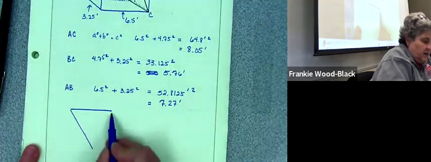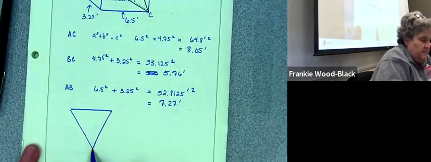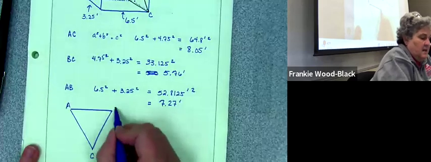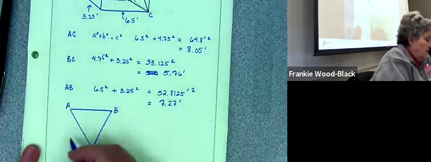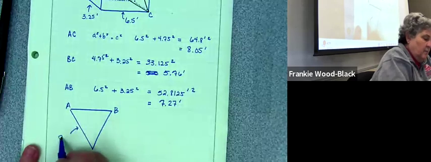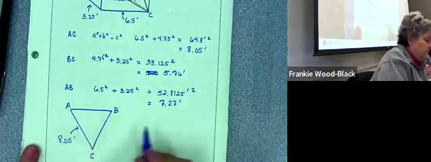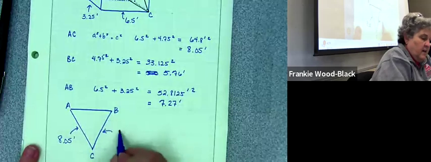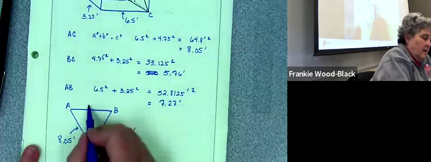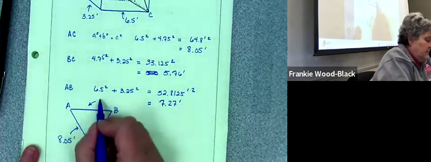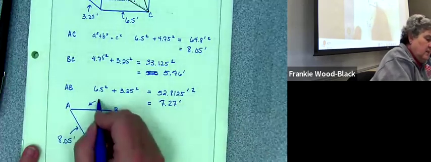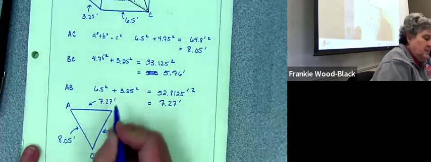It may or may not be drawn to scale. But if this is C, and this is A, and this is B, I get this side, AC, is 8.05 feet. BC is 5.76 feet. And AB is 7.27 feet.